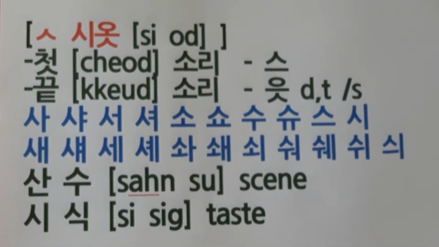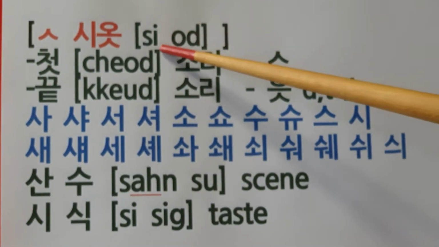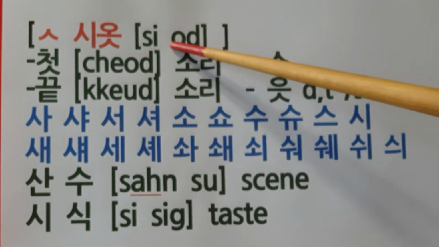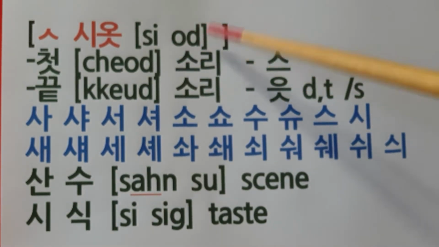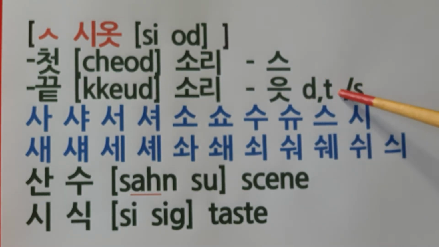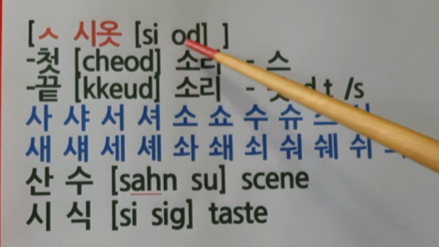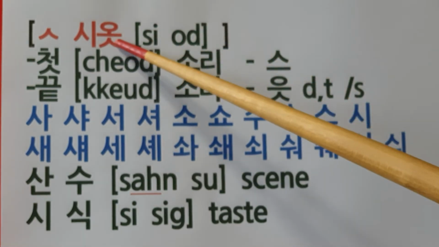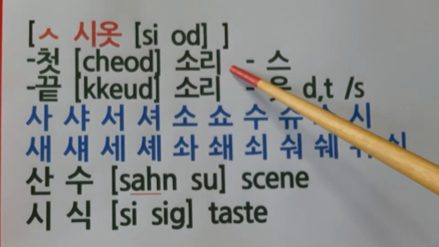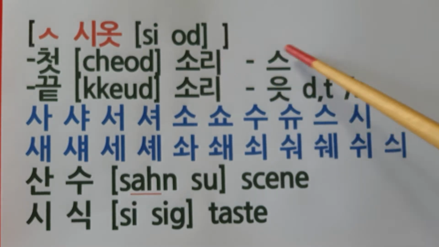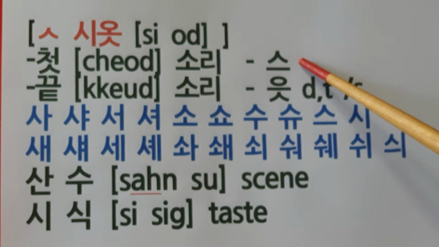Today's goal, 시옷. Here, 시옷. This is not 시옷, 시옷. Mostly d, t sound, but in some way it has s sound. I'll show you. 시옷, 시옷, 시옷. 첫 means first. 소리 is sound. 첫 소리. First sound. s. It's not s, no. s. This is the sound.